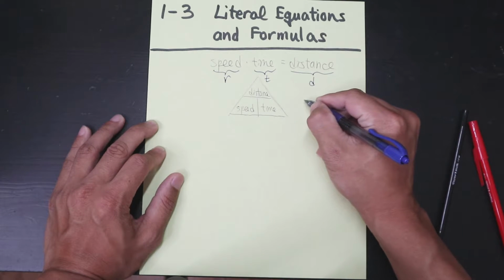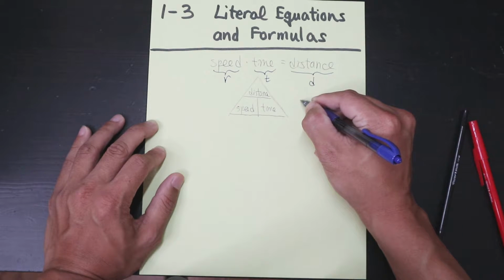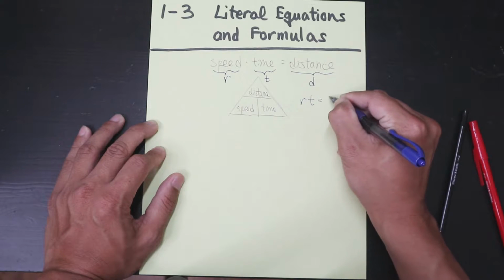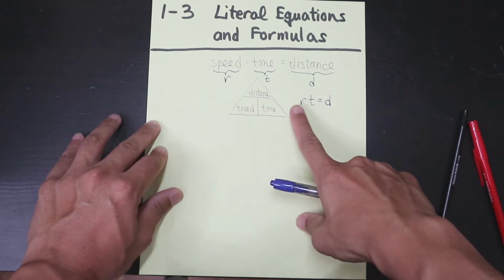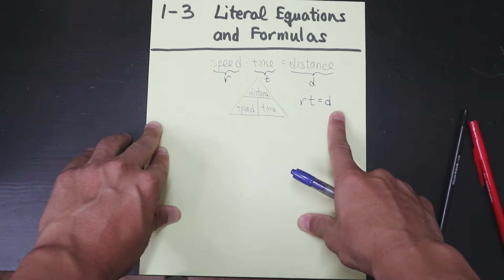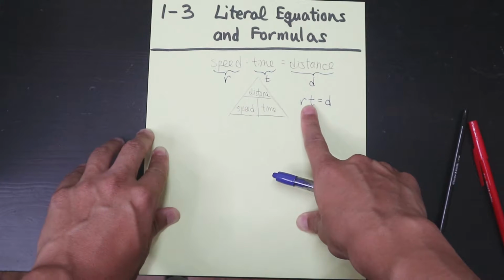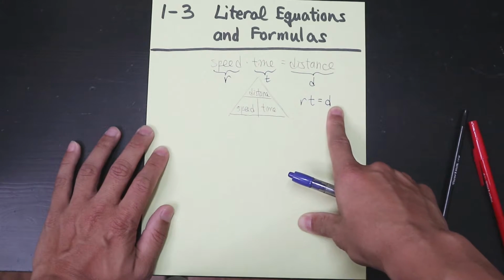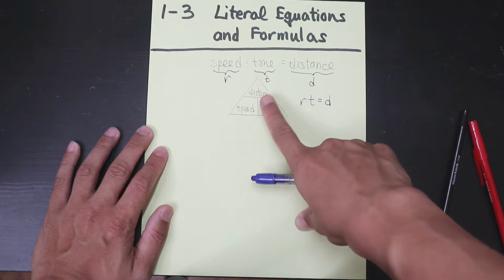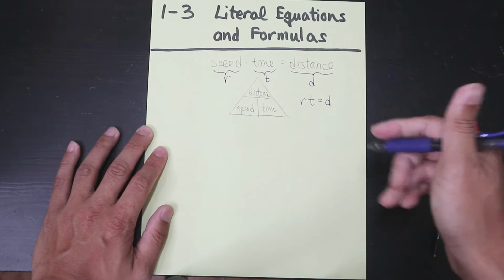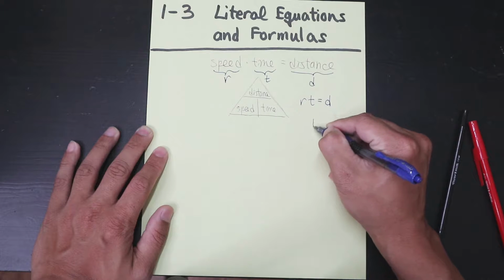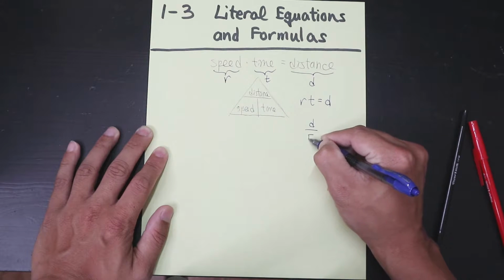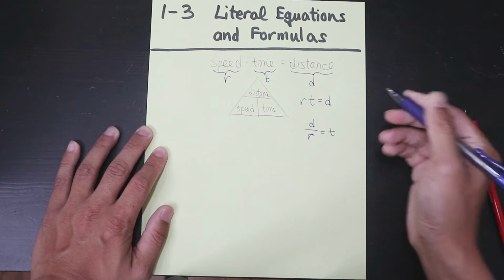So you have one formula that you have learned in the past, probably in science class, that RT is equal to D. Speed times time is equal to distance, or in some science classes, rate times time is equal to distance. Or you could write distance divided by speed is equal to time. So you could use d over r is equal to t.